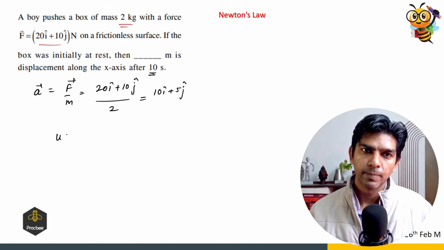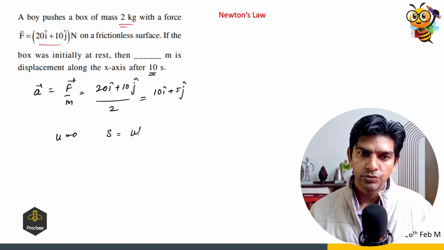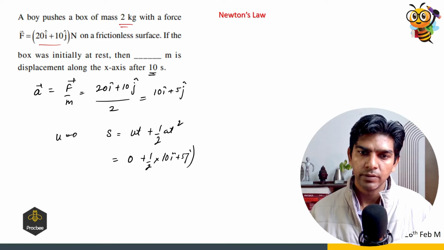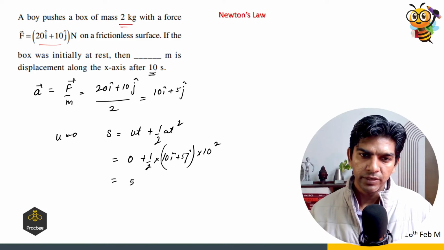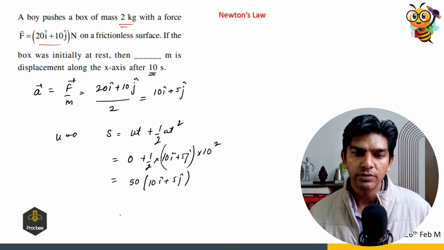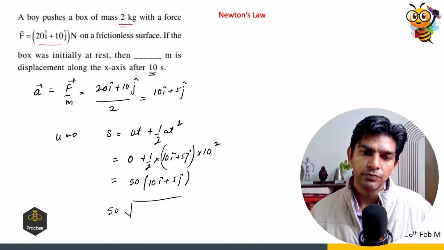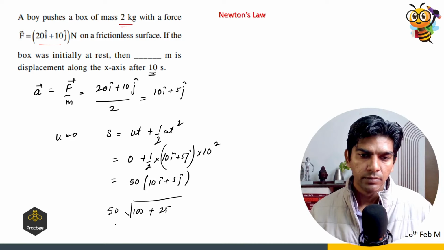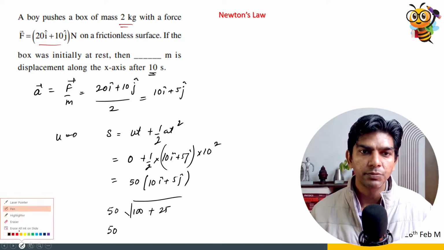Initial velocity is 0. So we can apply S equals ut plus half at square. u is 0, acceleration is 10 i cap plus 5 j cap, and time is given as 10, so 10 square. So it will be 50 times (10 i cap plus 5 j cap). And we have to find the displacement, so it is nothing but the magnitude of this. So 50 times root of 100 plus 25. And we have to find the displacement in the x direction.